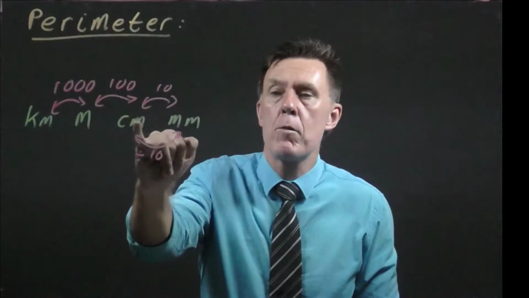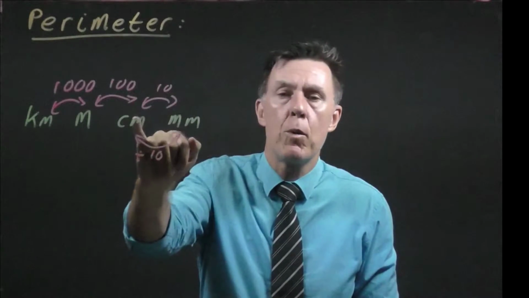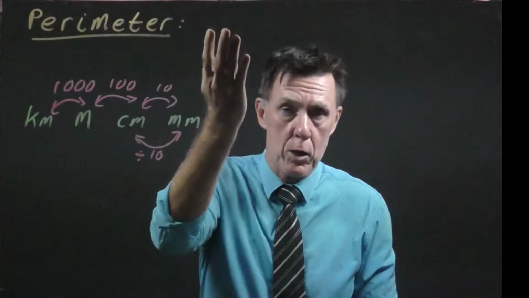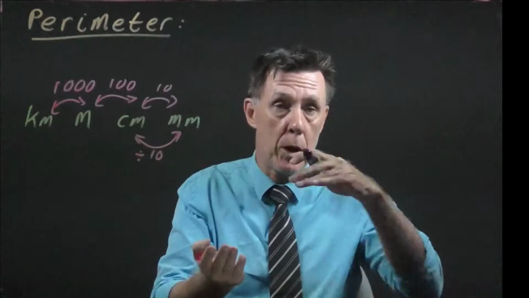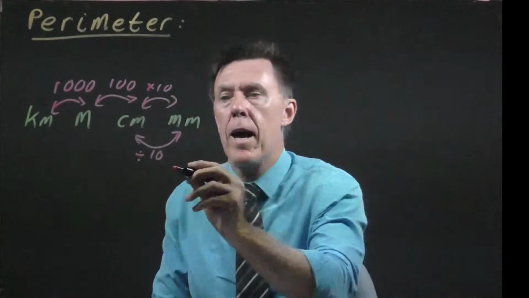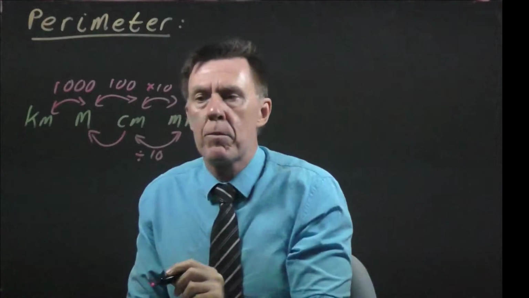What about the other way? If we're going from centimeters into millimeters, we're going from a big unit name to a small unit name. The unit's getting smaller, so the number's going to get bigger. We do that by multiplication. And so on we go.